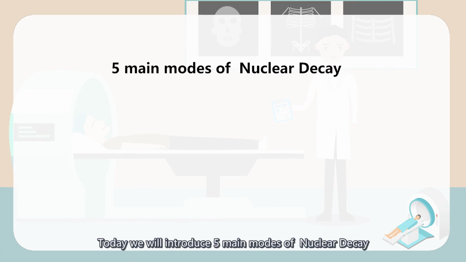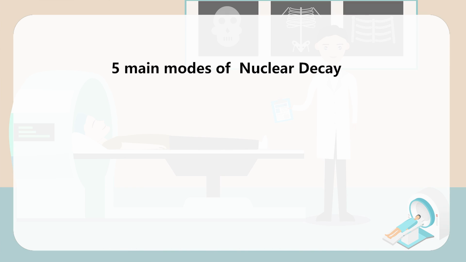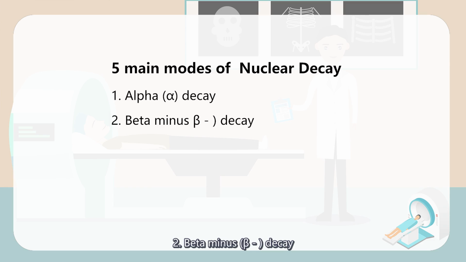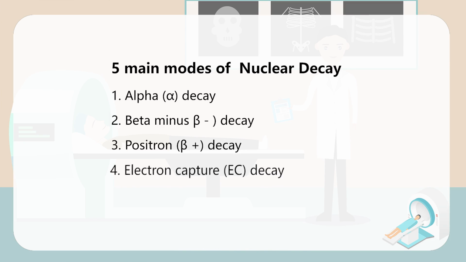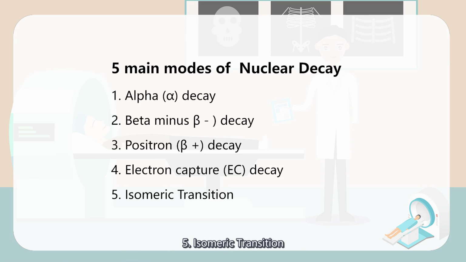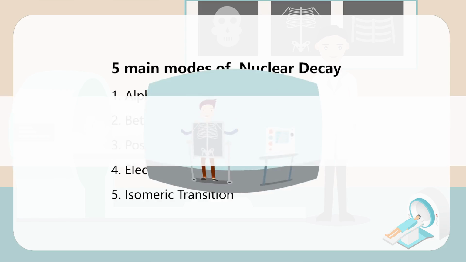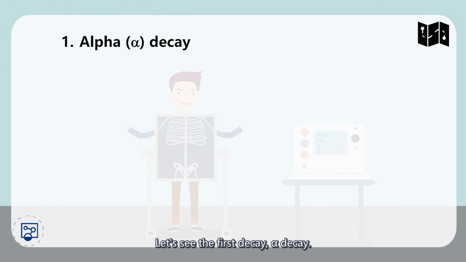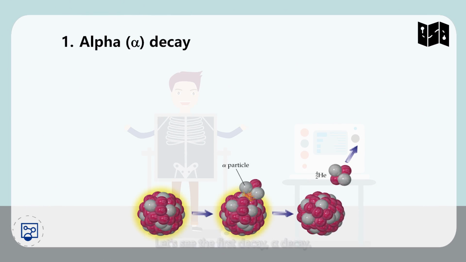Today, we will introduce 5 main modes of nuclear decay. The first one is alpha decay, and the second one is beta-minus decay. The third one is positron decay. The fourth is electron capture decay. And the last one is isomeric transition. Let's see the first, alpha decay.